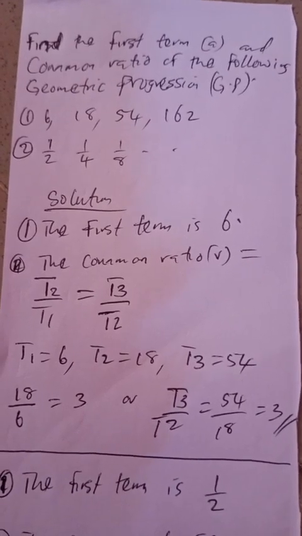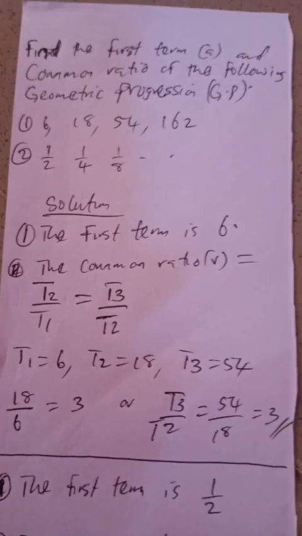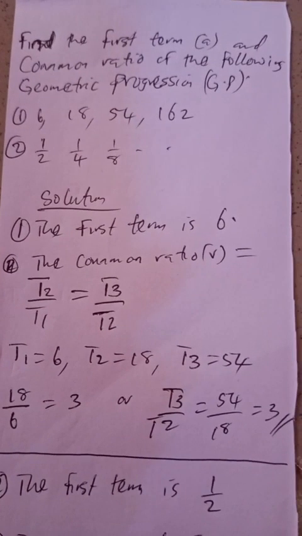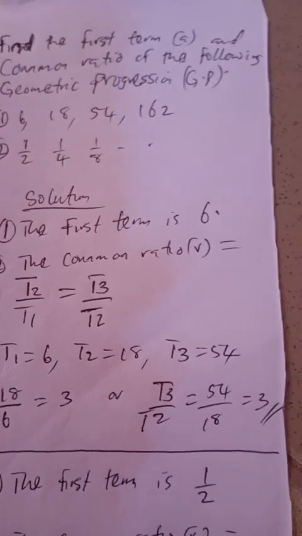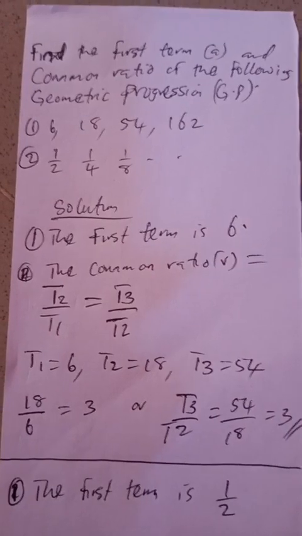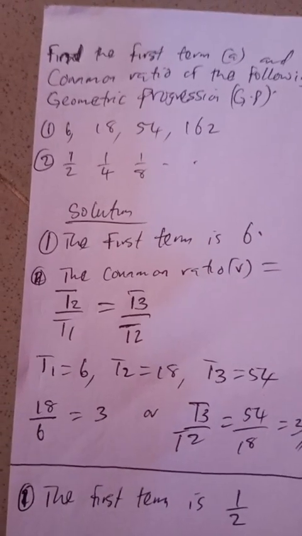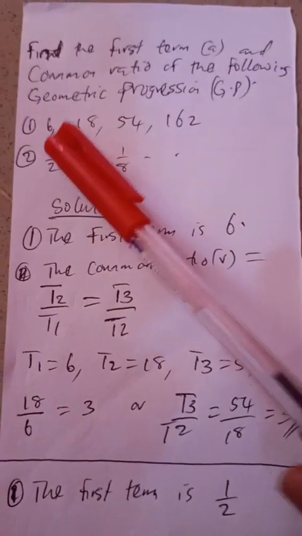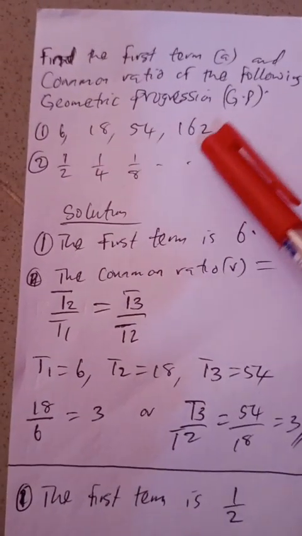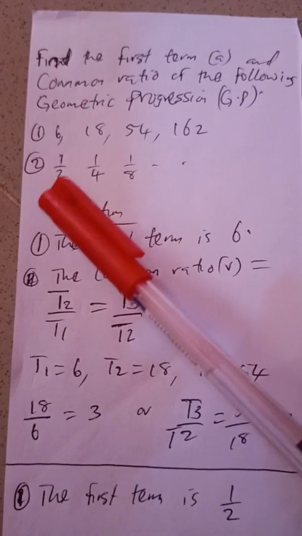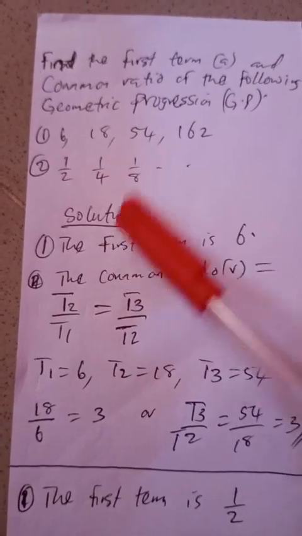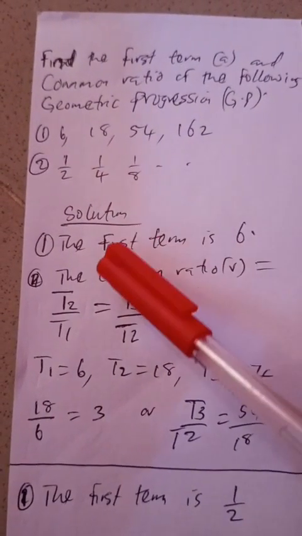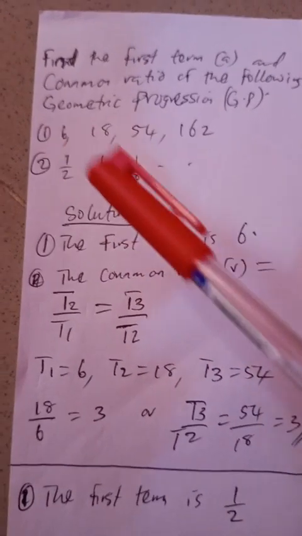Today, we are going to look at how to find the first term and the common ratio of a geometric progression. Another name for geometric progression is exponential sequence. The sequences given to us are, first, 6, 18, 54, and 162. And the second one, we have 1 over 2, 1 over 4, and 1 over 8. So we are going to solve the first one.